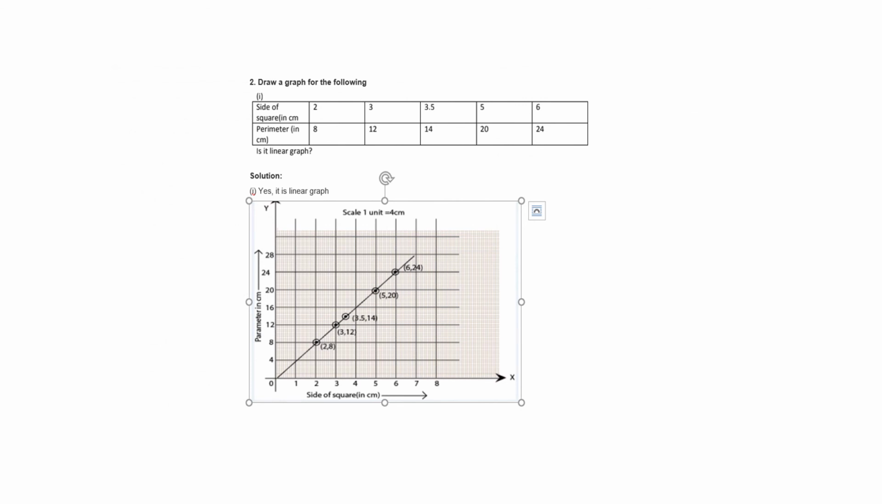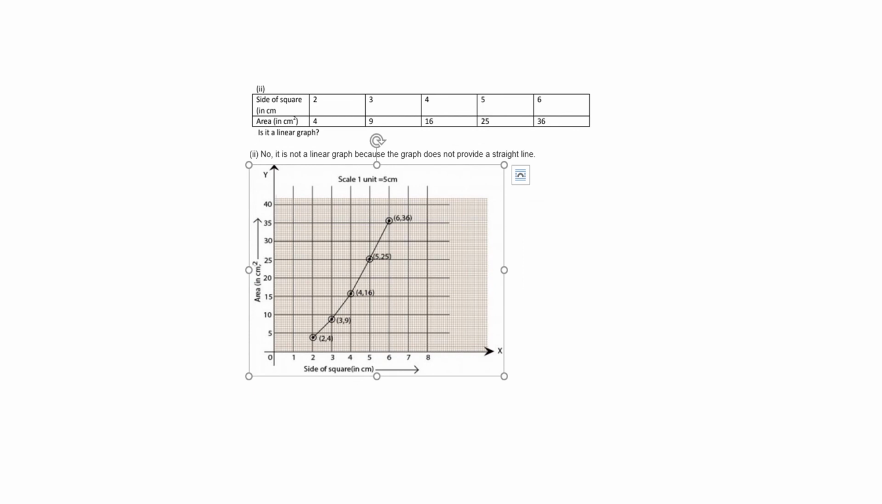Okay. Now see our next question, that is question number 3. We have to draw a graph for the given data, and we have to find out whether it is a linear graph or not. So what I have taken, scale as 4 centimeter, 1 unit is 4 centimeter. On the x-axis, side of the square, on the y-axis, perimeter, and we have plotted all the points. When we join the points, what are we getting? We are getting a straight line. So yes, it is a linear graph.